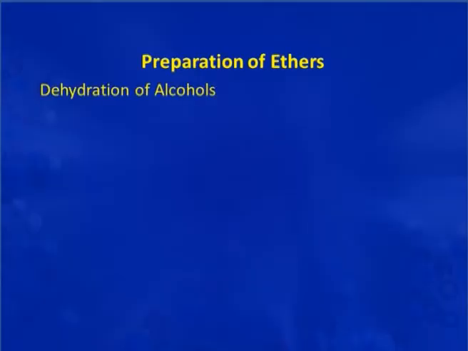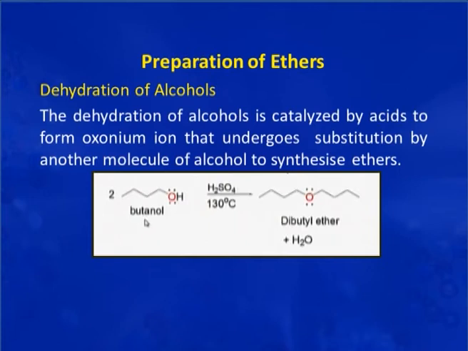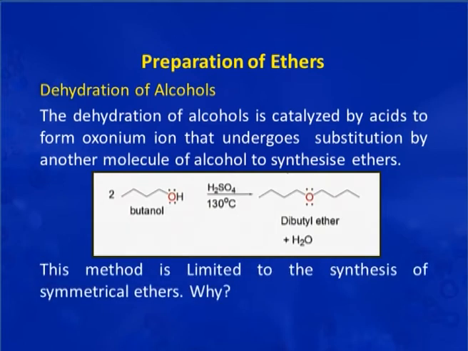We will now discuss the preparation of ethers. Ethers are prepared by 3 or 4 methods. First of all, we will discuss the dehydration of alcohol. The dehydration of alcohol can be achieved by the reaction of alcohol in presence of concentrated acid like sulfuric acid at high temperature. Here in this particular example, normal butanol reacts with sulfuric acid at about 130 degrees centigrade to produce dibutyl ether. This method of preparation of ether is limited to the synthesis of only symmetrical ethers.